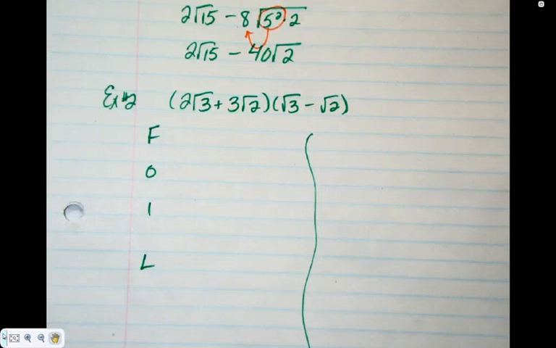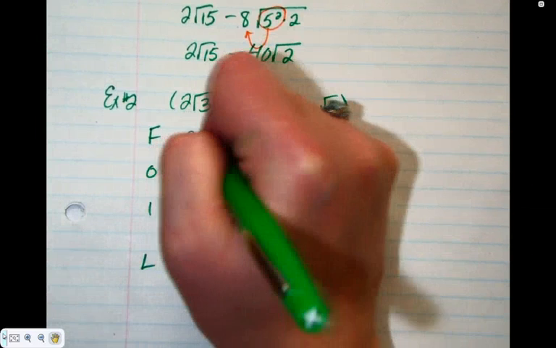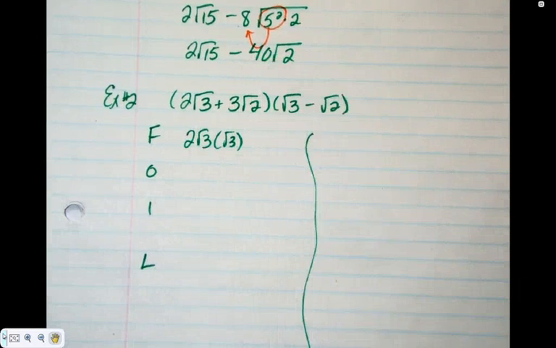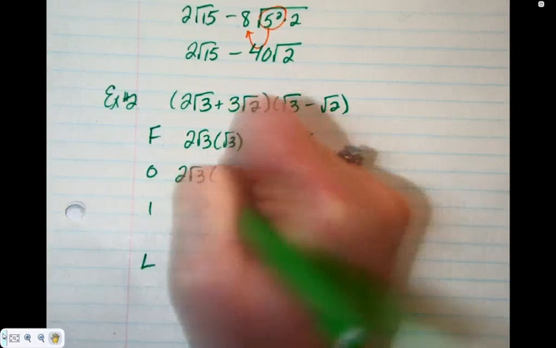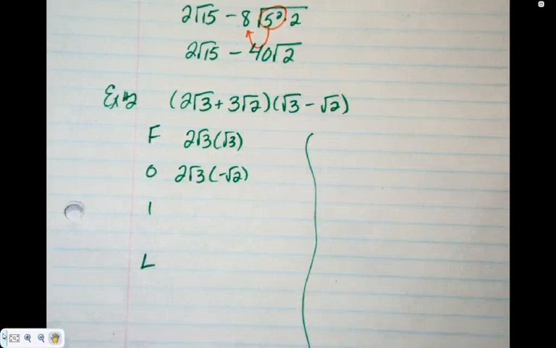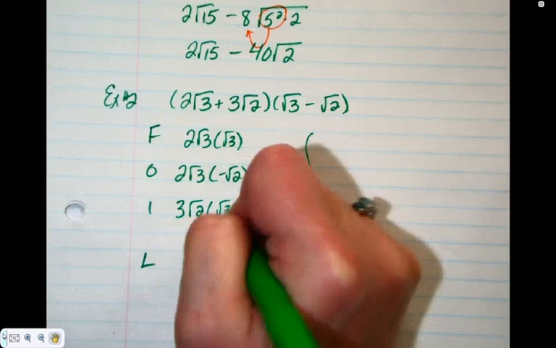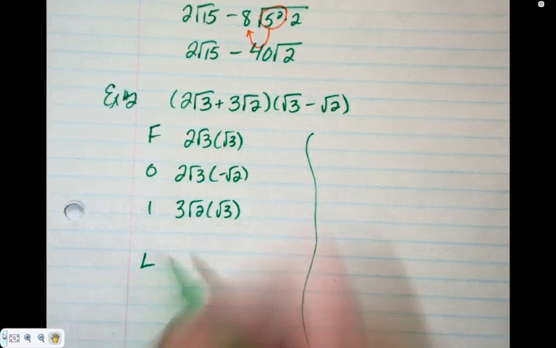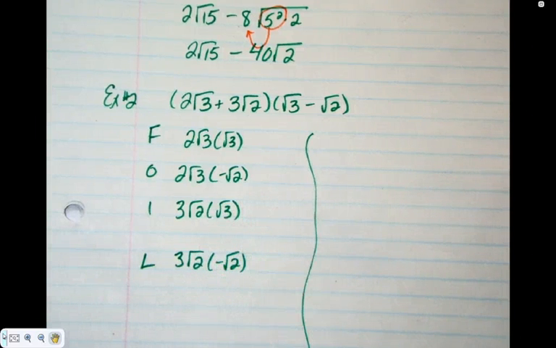So first times first would be our 2 root 3 times root 3. Our outside would be our 2 root 3 times negative root 2. Inside would be 3 root 2 times root 3. And our last would be our 3 root 2 times negative root 2. Do you have to list that out? Nope. Just showing you step by step for the first one.